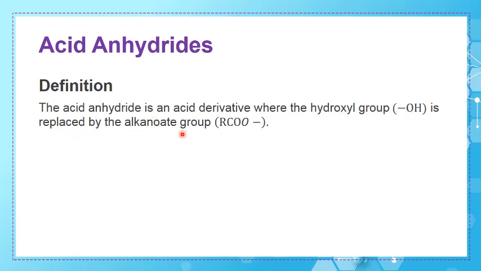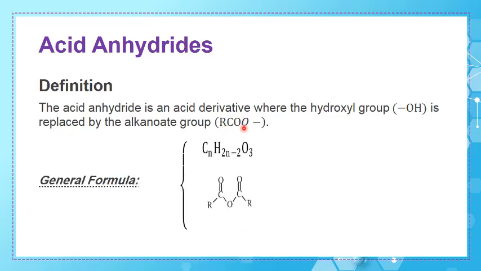replaced by what we call the alkanoate group, which is RCOO. So the general formula is the following. In terms of n, when the carbon chain is non-cyclic and saturated, it is CnH2n-2O3. Pay attention, the only compounds in this year's study that have 3 oxygen atoms are acid anhydrides.